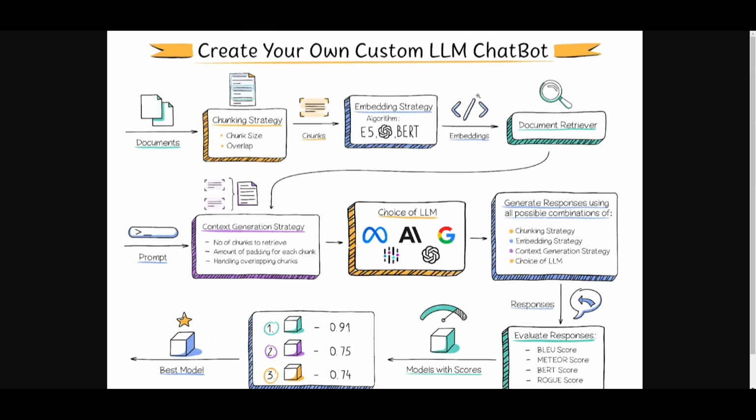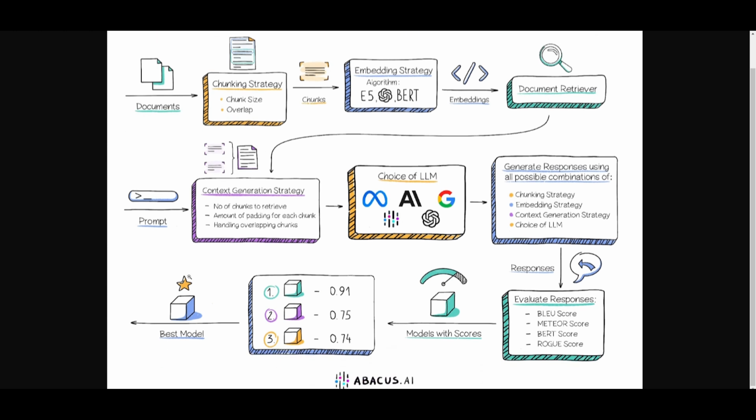These are the steps to create your own custom large language model chatbot. You have three categories: the documents, the prompts, as well as the best models. As we mentioned at the start, you can see that there is a fully optimized algorithm that has been used to select the best models, and this is where Abacus AI has an AutoML capability to automate the process of finding the best models as well as the settings.